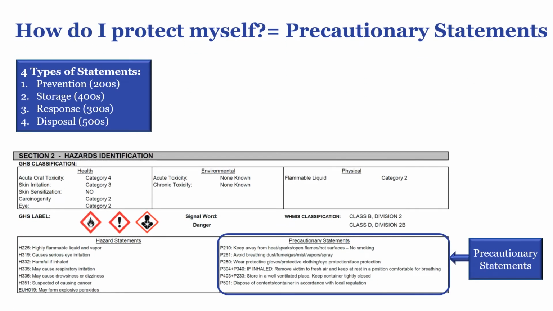Part 2. How should I protect myself? Let's start off with reviewing precautionary statements. They are standardized phrases under the GHS that help to reduce or prevent exposure to hazardous products. There are 4 types of statements. 1. Prevention. Ways to reduce exposure to a product. They are identified as 200 statements. 2. Storage. Conditions for proper storage. They are identified as 400 statements. 3. Response.